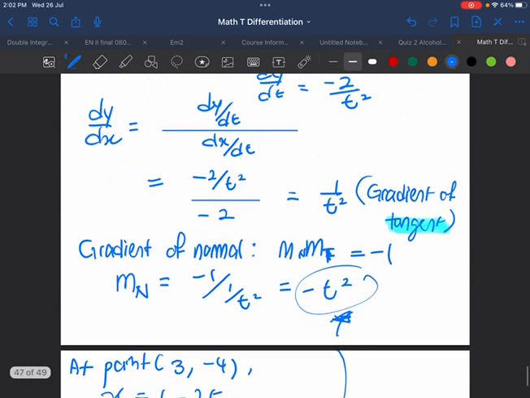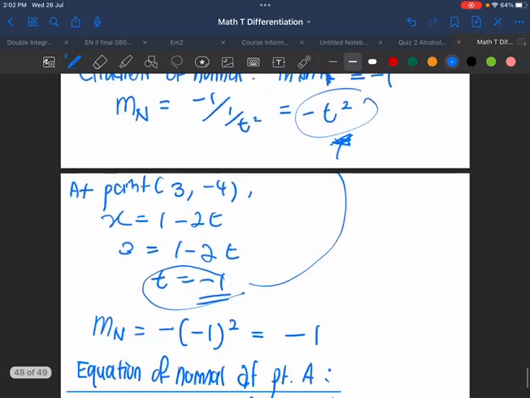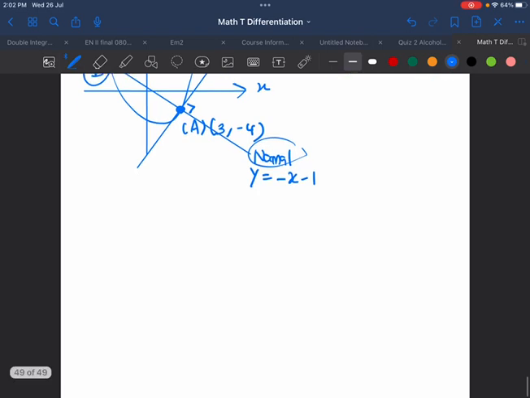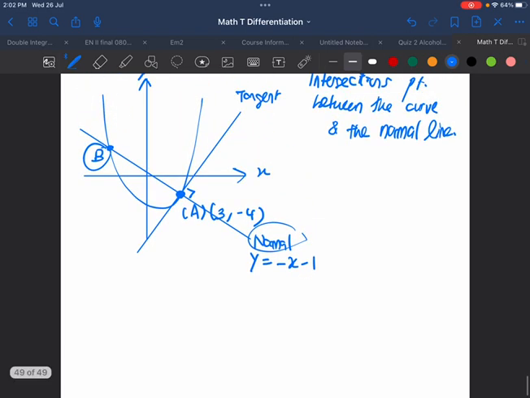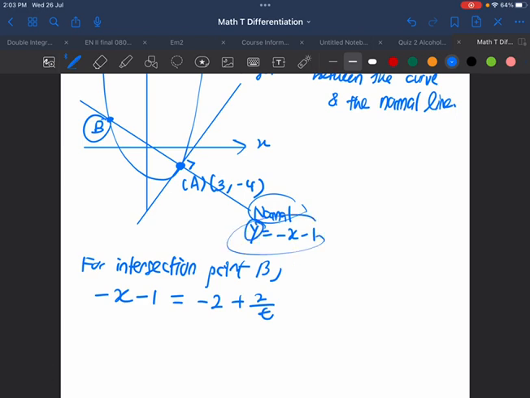So what is the equation of the curve? It's actually y equals -2 plus 2 over t. Actually, for the curve you can also use x equals 1 minus 2t. It will be the same answer. So I will use this for the intersection point. Point B is the intersection point, and now -x minus 1 equals -2 plus 2 over t. Since I have the y, I just balance the y.